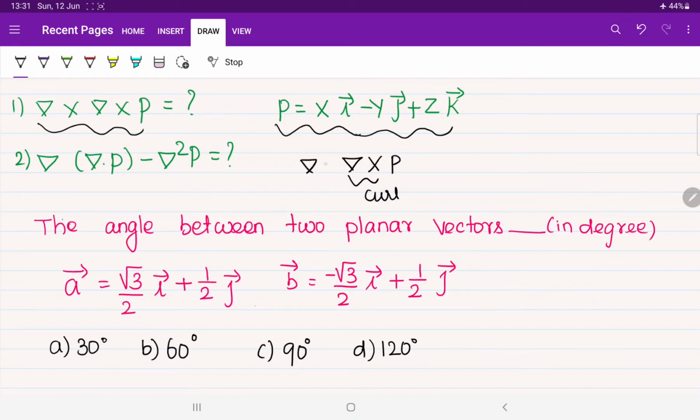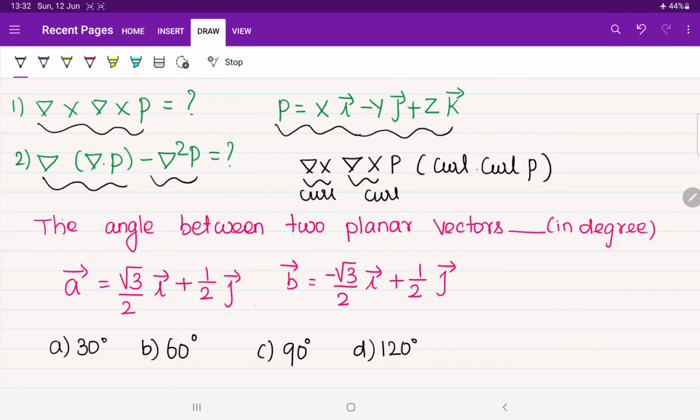Del cross P can also be written as curl of P. That is the alternative representation. So curl of P can be written as del cross P. You have to identify this one. After that, take the second one. Calculate the value of del dot P minus del square P. Estimate these two values.